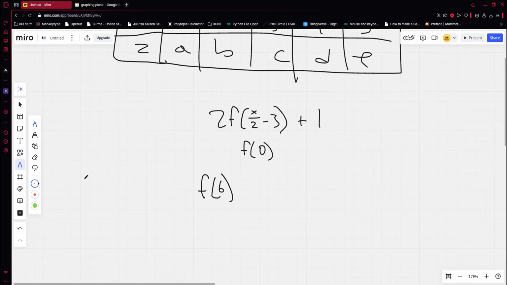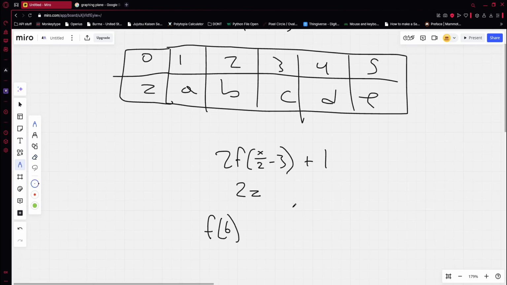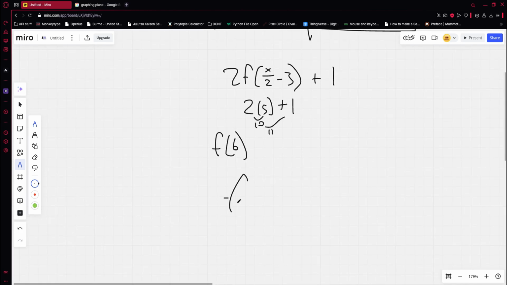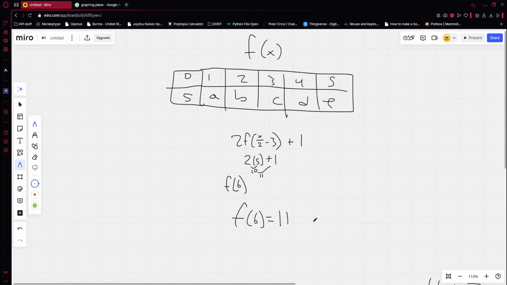So really, you end up with 2 times z plus 1. And let's say z is equal to 5, right? Let's say this is 5. Then it's 2 times 5 plus 1. 10, 11. So f of 6 is equal to 11. Important distinction to remember.